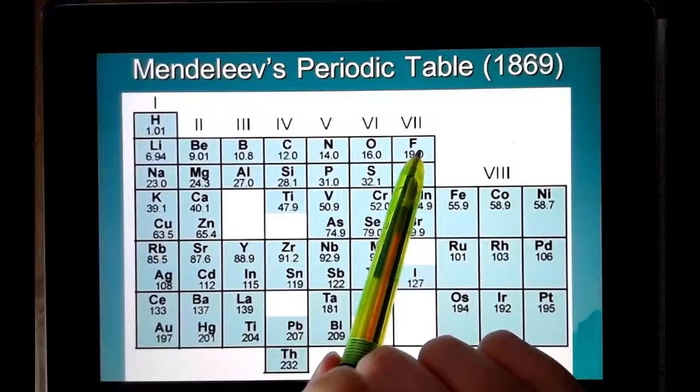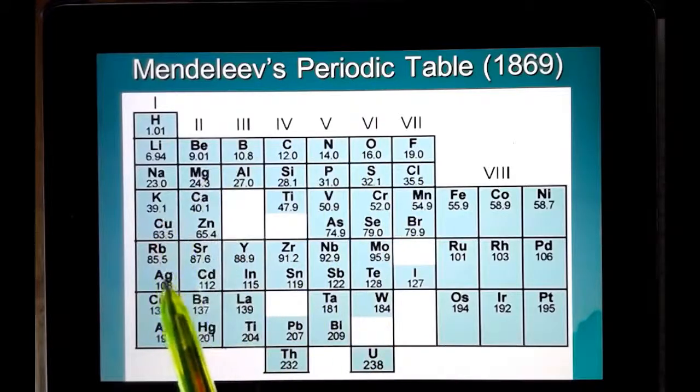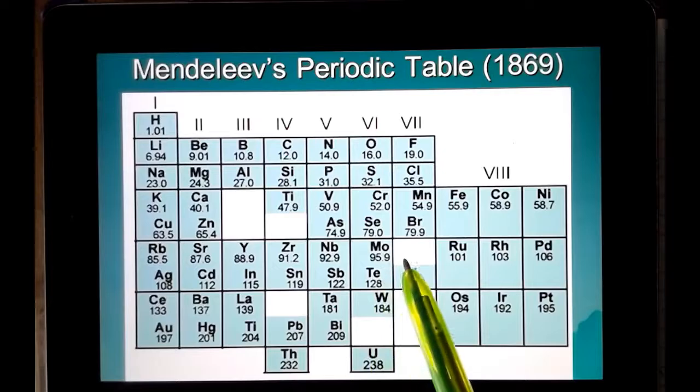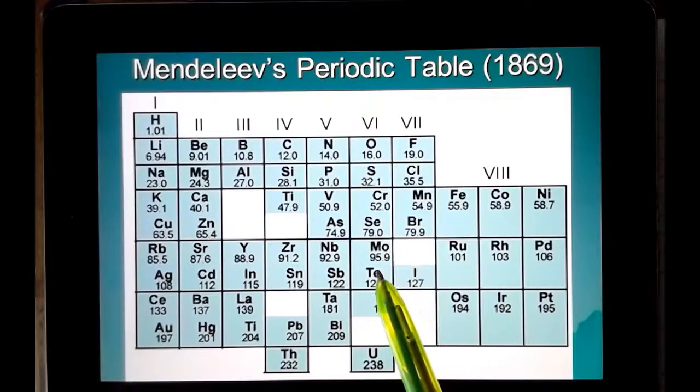However, if you come all the way down here, you'll see that he has an element with 122 going to 128 and then back to 127. So with tellurium and iodine, he didn't arrange them according to increasing atomic mass, instead choosing to put iodine after tellurium. The reason he did this was because he also wanted to arrange elements in groups based on their chemical properties. By chemical properties, I mean how they react in a chemical reaction.